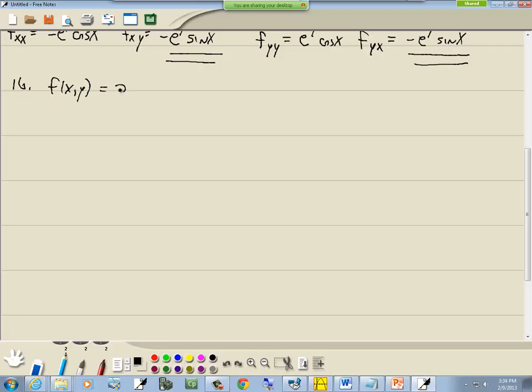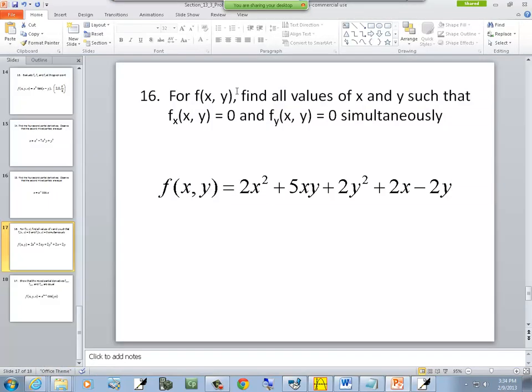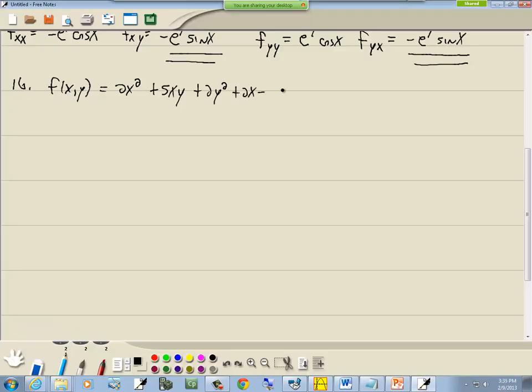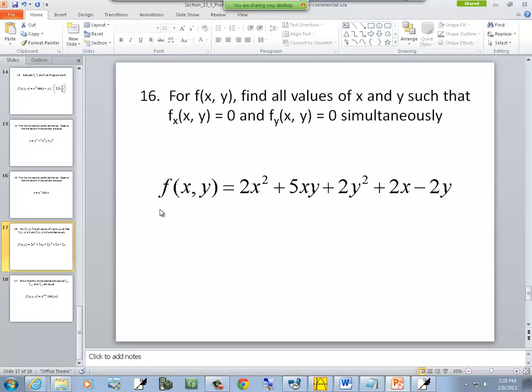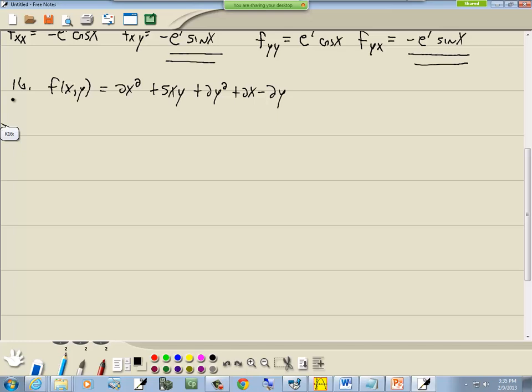So we got 2x squared plus 5xy plus 2y squared plus 2x minus 2y. Now it says for f of xy, find all values of x and y such that our first partial with respect to x is equal to 0, and our first partial with respect to y is equal to 0, simultaneously. I should have said that. So let's find our derivative first.